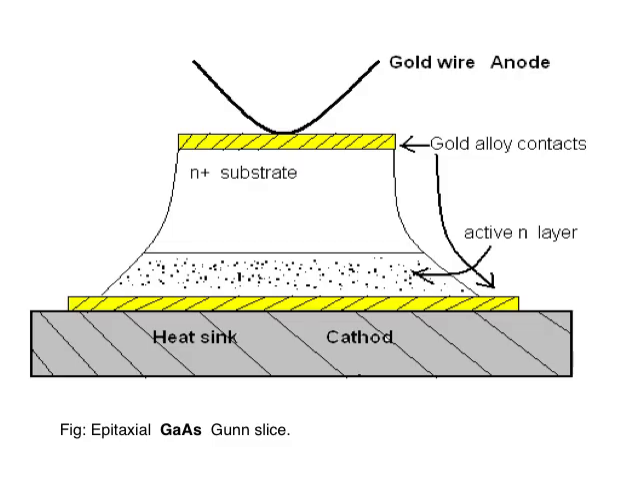This is how the gallium arsenide Gunn slice looks like. As I told, it is made up of only n-type material. This is the N plus substrate, and this is the active layer, and after this active layer we have a gold halide contact, and then we have the cathode as well as the anode. A gold wire is taken to represent the anode, and at the cathode we have a heat sink in order to resist the heating.